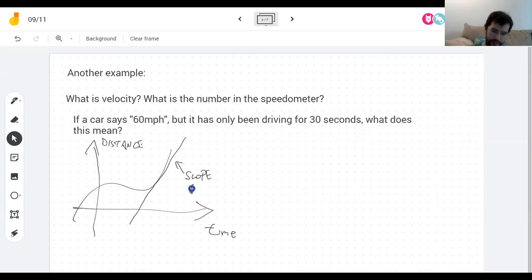And at this point we have slope 60. So that's true, but I don't know why right now. I feel like I should be able to explain it without graphing.